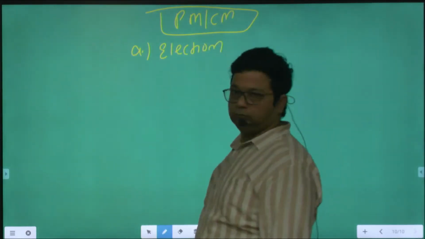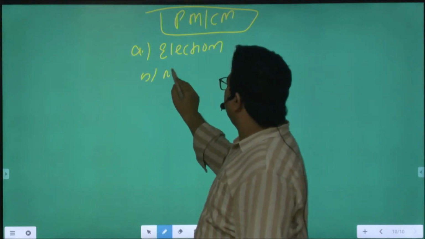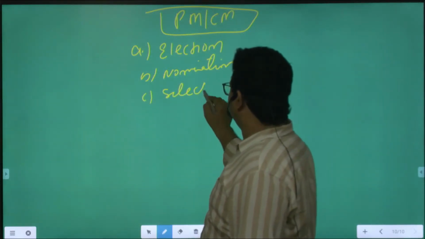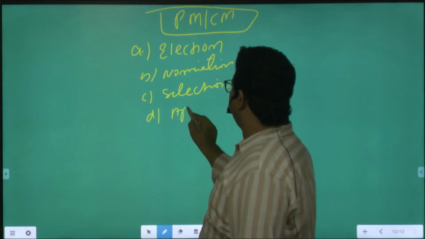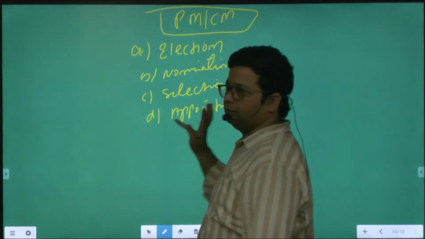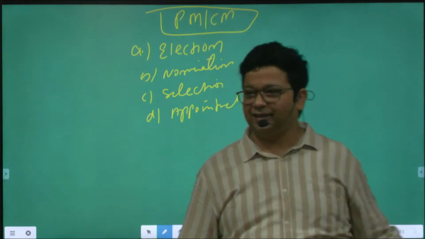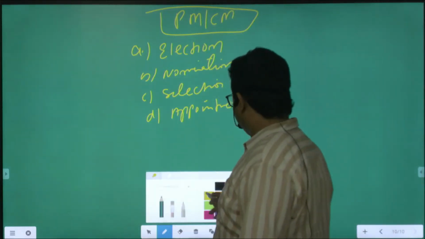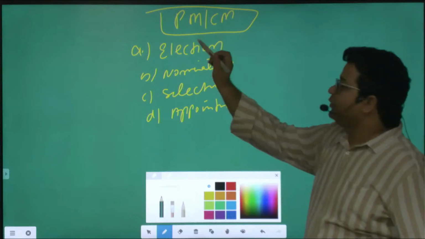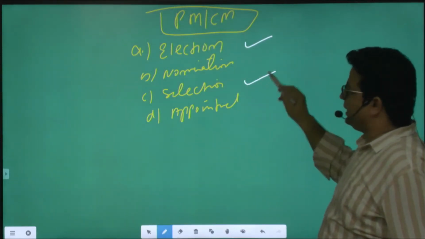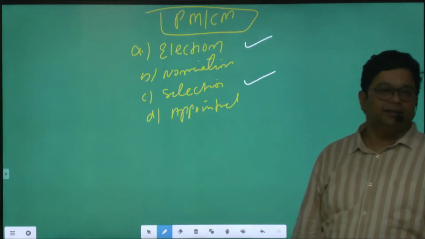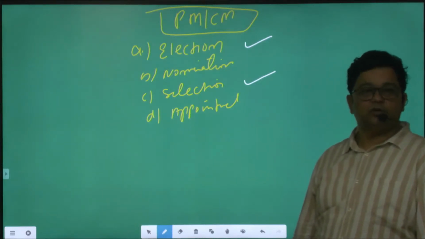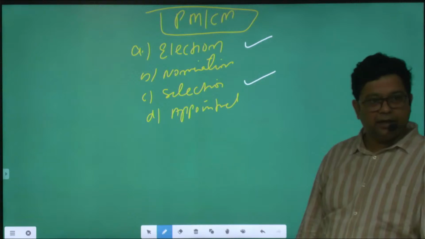Election, nomination, selection, or appointment. Selection. अब आप आंसर दीजिए, मैं मार्क करता हूं. So you are saying, someone saying election, someone saying selection. Election. So prime minister or chief minister become through election.